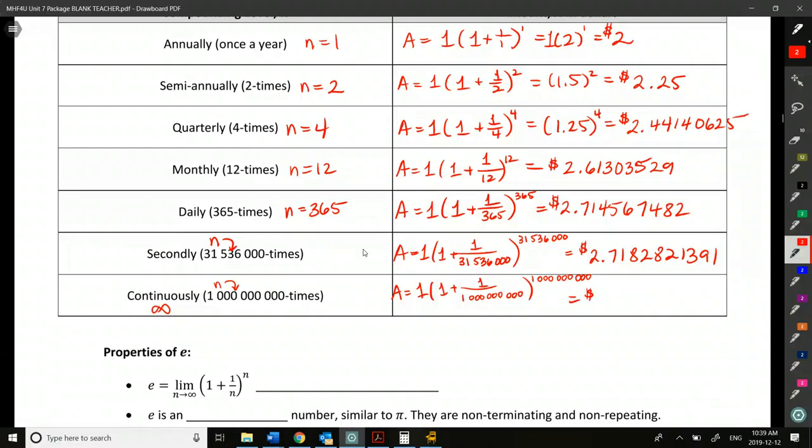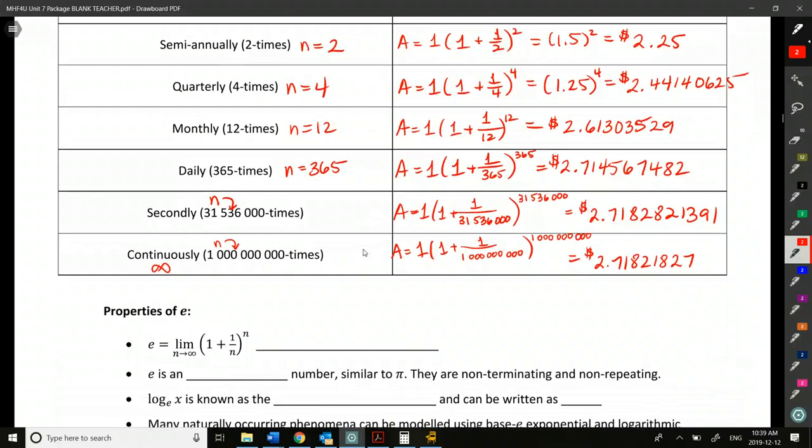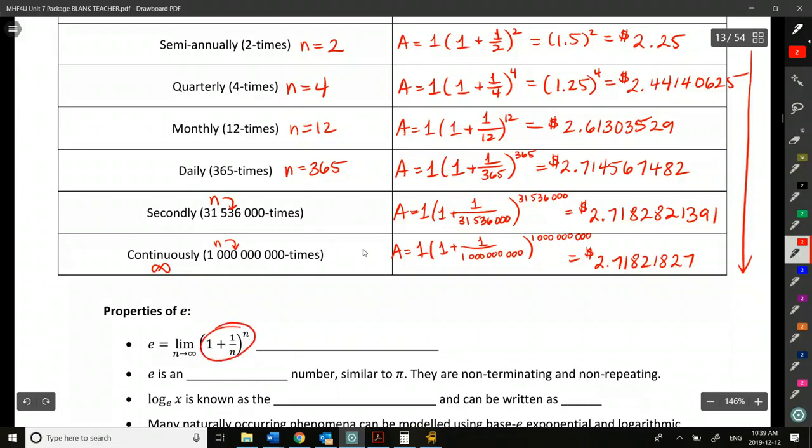Jonathan. I got 2.718281827. Okay. This is the value of e. As we look down this chart here, the limit as we approach infinite compounds of our dollar in this equation is actually approaching the value e. So we're going to make about $2.72 if I compound my interest infinite times over the course of the year. That's as high as I can get with continuous growth.